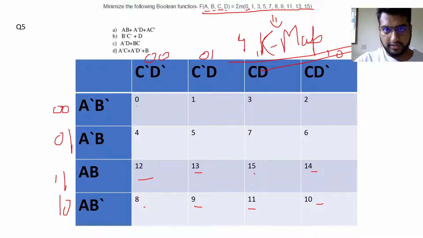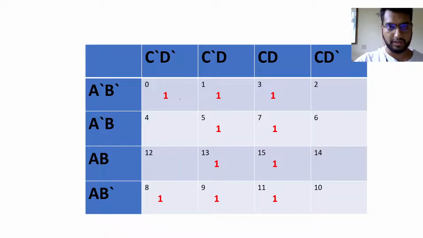So 0, 1, 3, 5, 7, 8, 9, 11, 13, 15 are equal to 1. I have marked them as 1, as you can see here. Min term 0 is 1, 1 is 1, 3 is 1, 5 is 1, 7 is 1, 13 is 1, 15 is 1, and so on, 8, 9, 11. In the four variable k-map, we will first look for the octet.